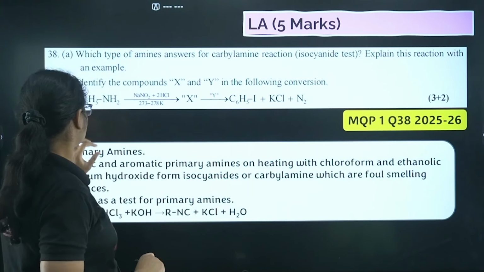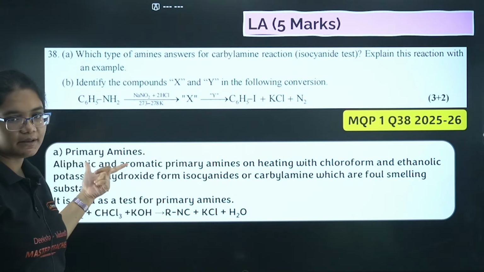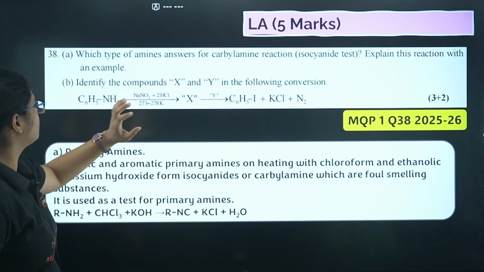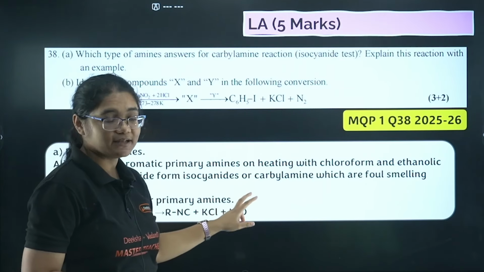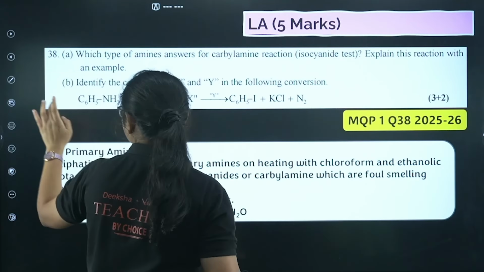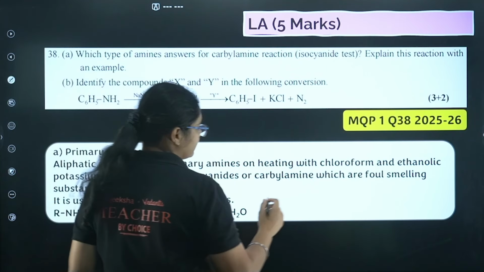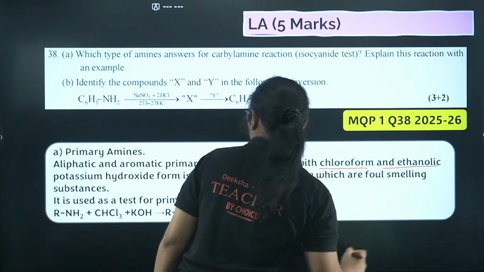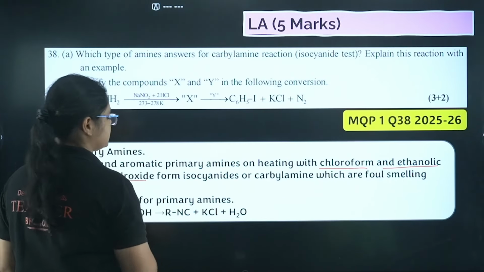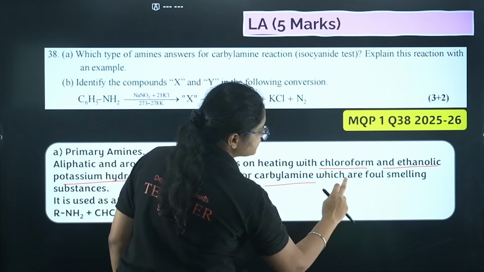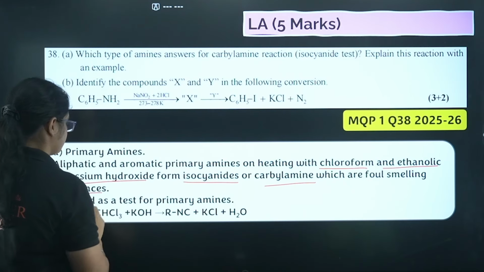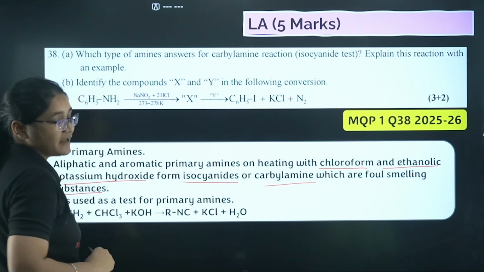So first we'll write, which type of amines will show this? Primary amines. Second, what is this reaction? Aliphatic or aromatic primary amines, on heating with chloroform and ethanolic potassium hydroxide, form isocyanide or carbylamine, which are foul smelling substances. It is used as a test for primary amines.